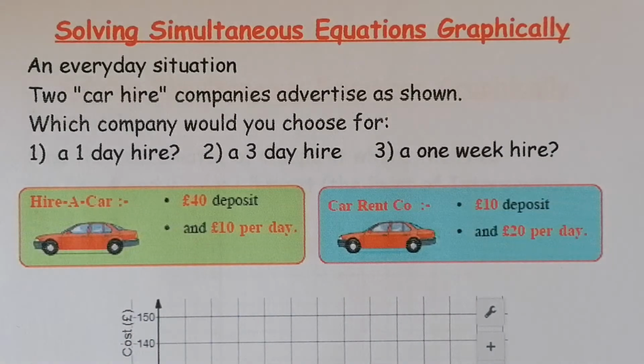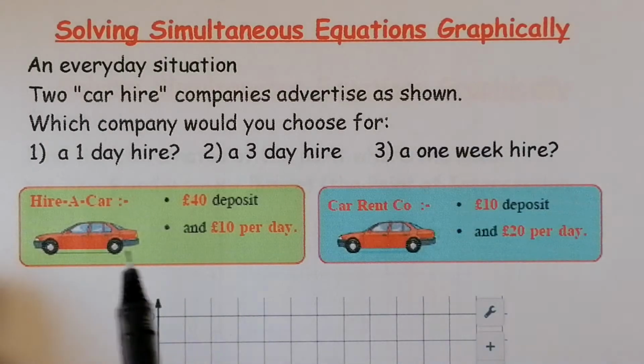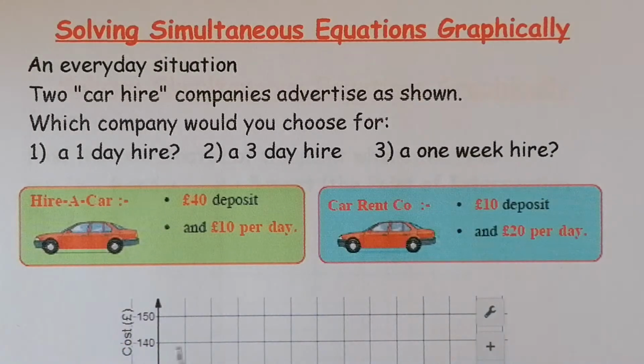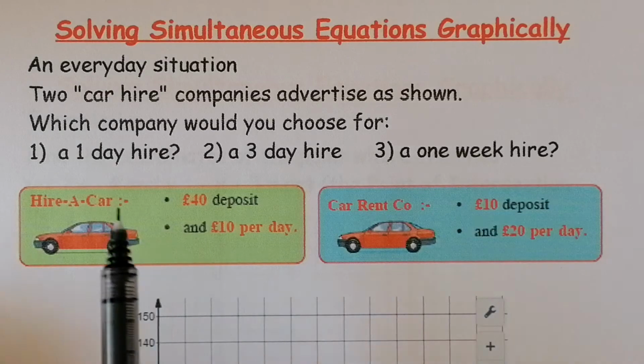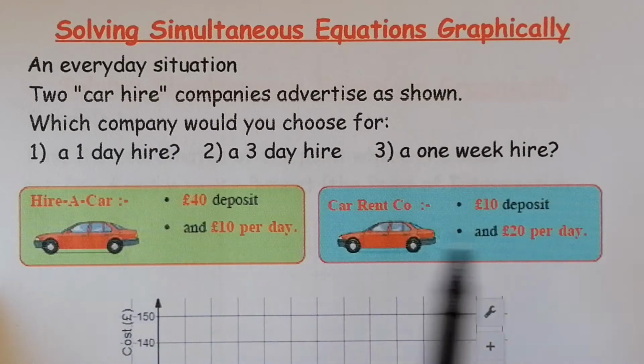So what I'm going to do first of all is draw a graph of the information I've got in front of me, and that will help me choose which company I'm going to go for. After this, we've got a couple of questions on just working out where straight lines cross over as a start to the topic, and that will be the work that you'll have for today. So let's have a look at this one here. So two hire companies advertise as shown, okay? Right, so which company will we choose for these day hires that we're after?